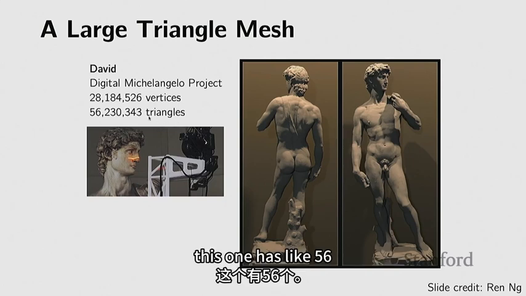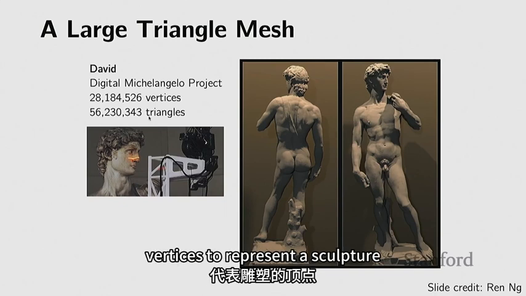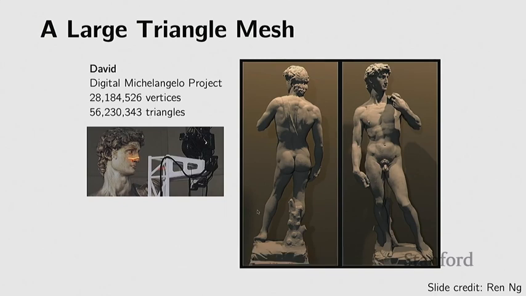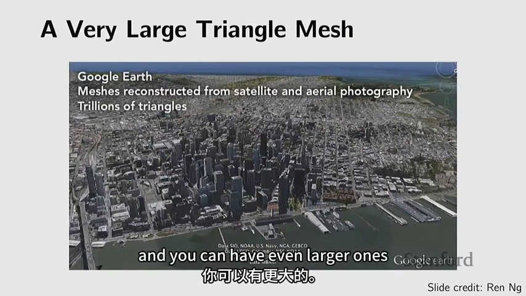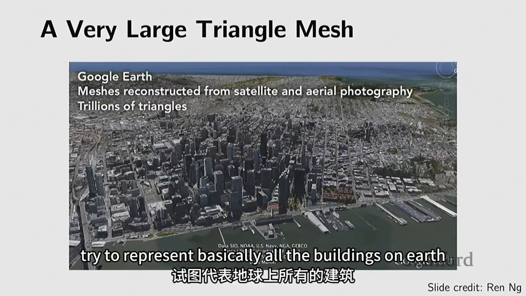This one has 56 million triangles and 28 million vertices to represent a sculpture. And you can have even larger ones. Let's say from Google Earth, they have trillions of triangles trying to represent basically all the buildings on Earth.